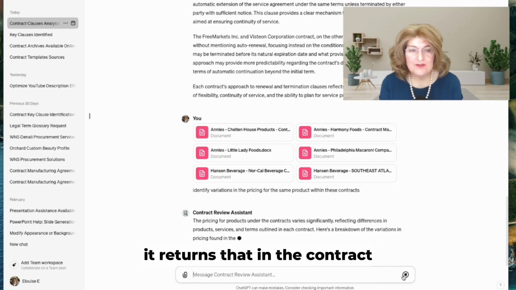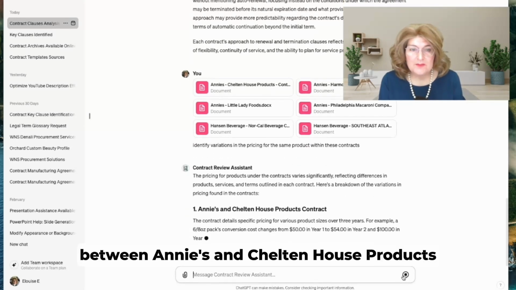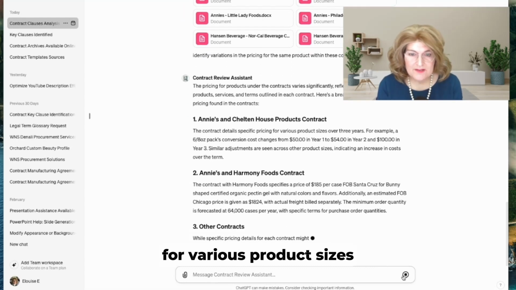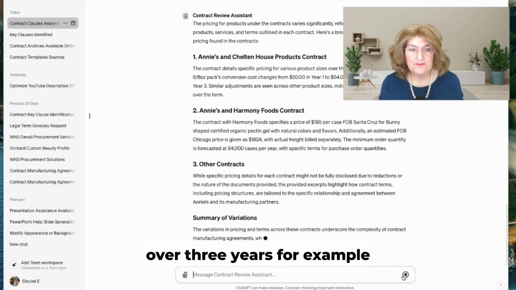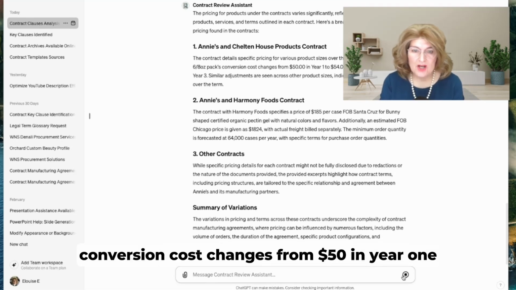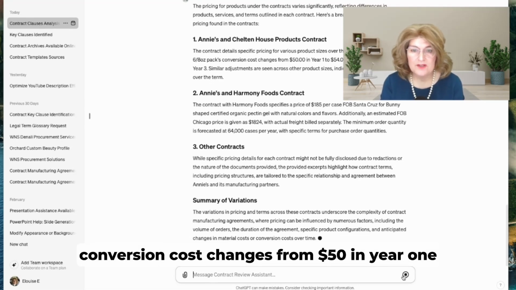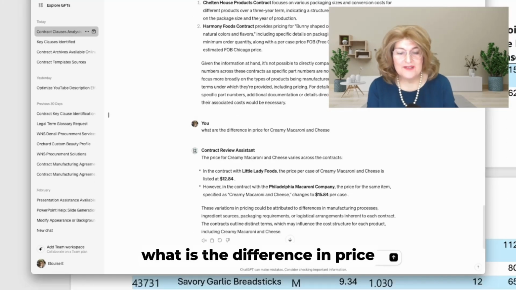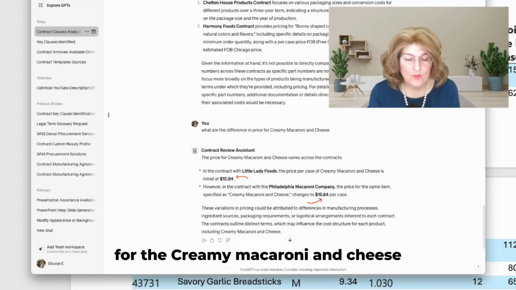As you can see, it returns that in the contract between Annie's and Chelten House products, the contract specifies pricing for various product sizes over 3 years. For example, a 6 ounce pack conversion cost changes from $50 in year one to $54 in year two and $100 in year three. What is the difference in price for the creamy macaroni and cheese?